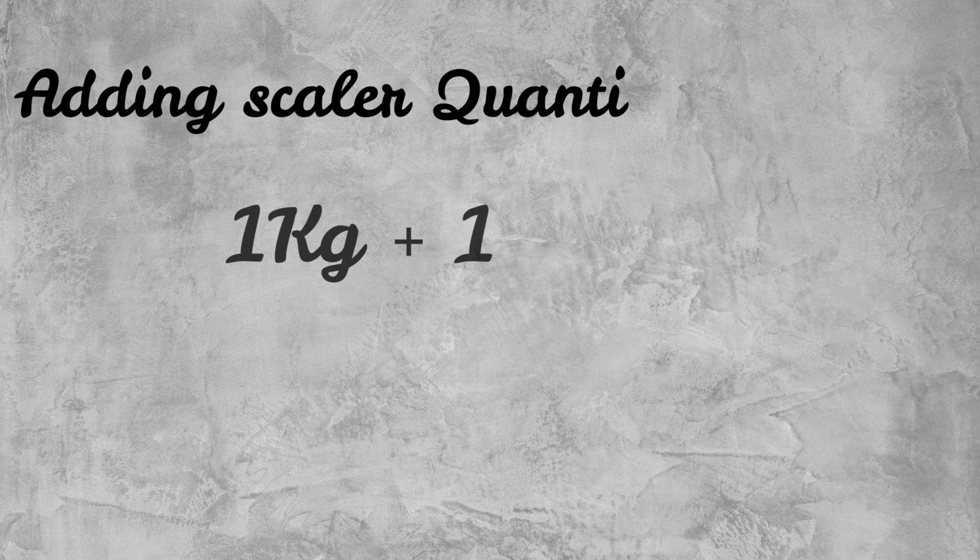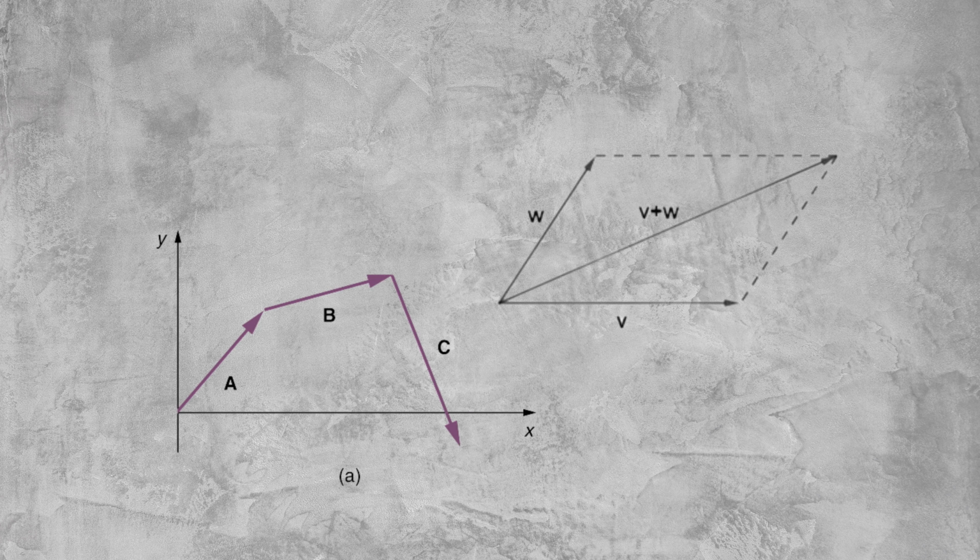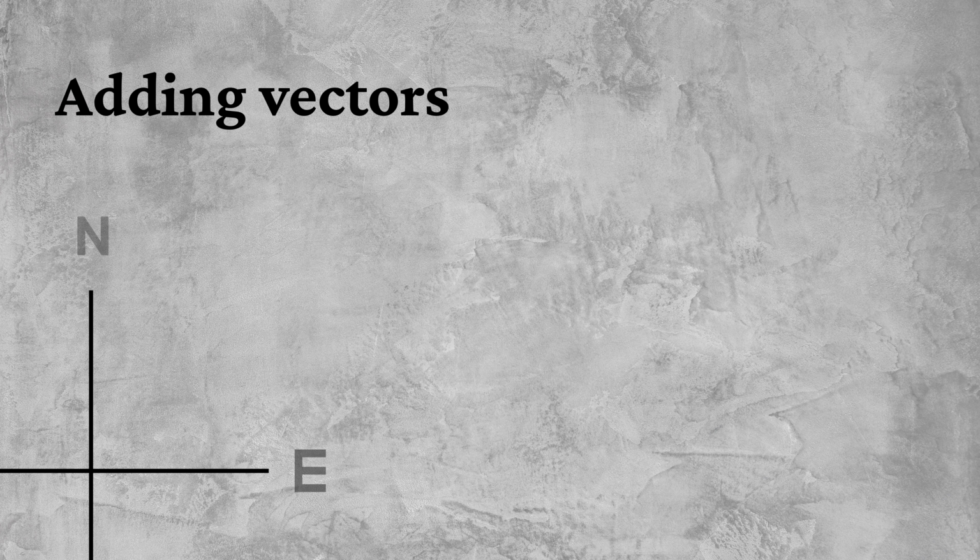Adding scalars is easy, just add them like regular numbers. But with vectors, direction matters, you use the head-to-tail or parallelogram method. Now let's talk about adding vectors. We can't just add their magnitudes. Because direction matters, we use the head-to-tail method.